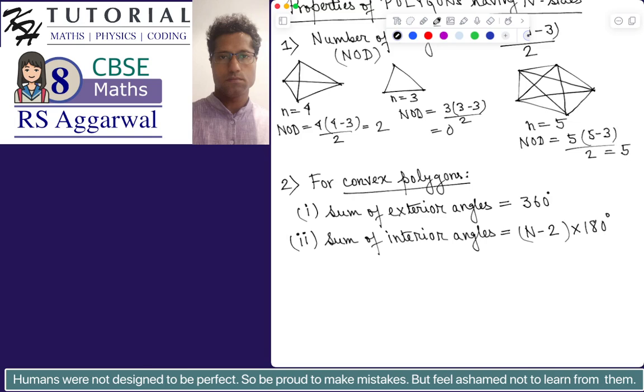And the sum of the interior angles is equal to n minus 2 multiplied by 180 degrees. So basically, the correct way of writing it is this: n minus 2 multiplied by 180 degrees is the sum of all the interior angles of a convex polygon.